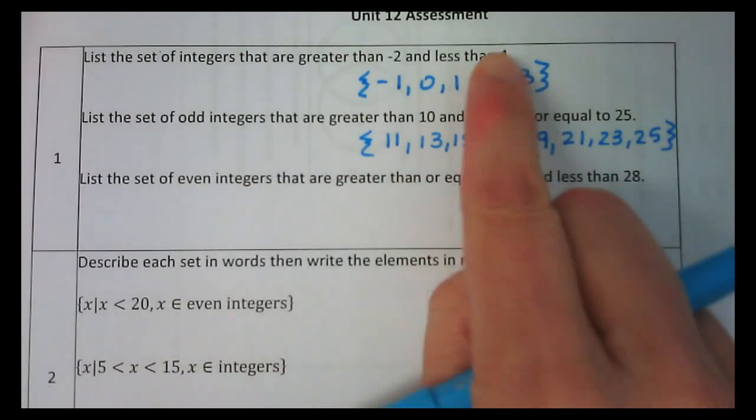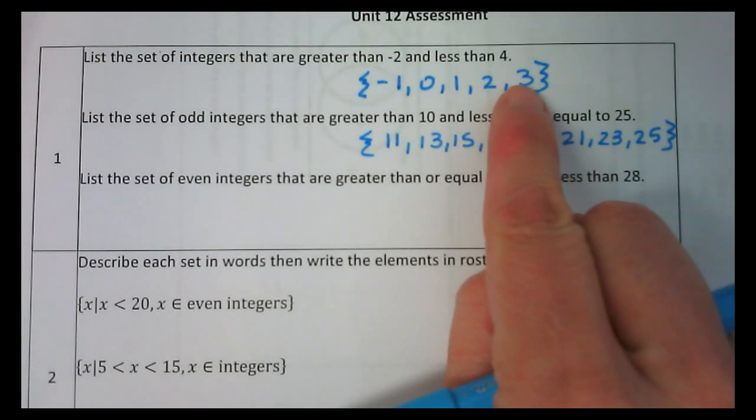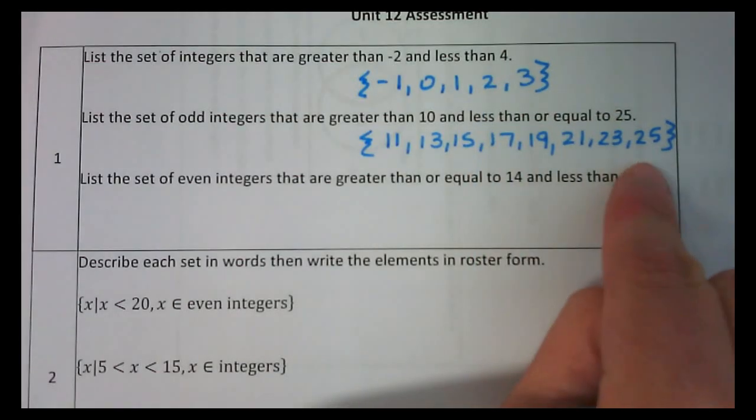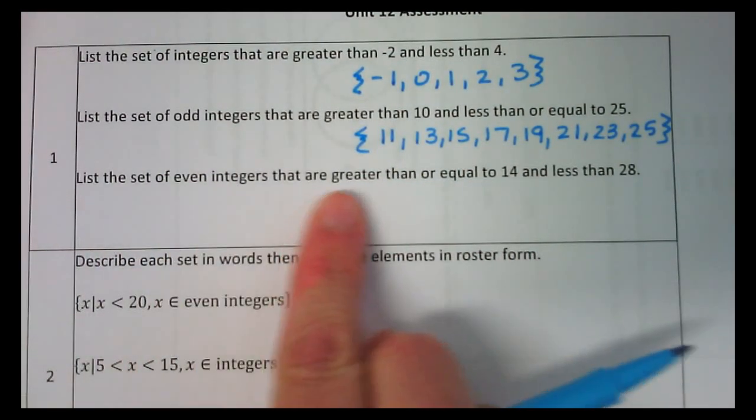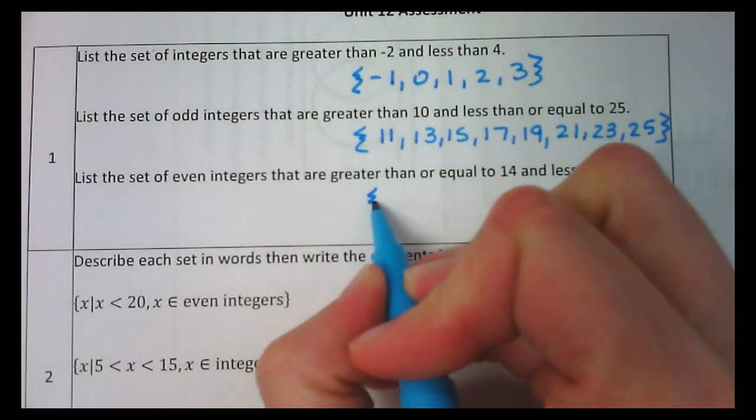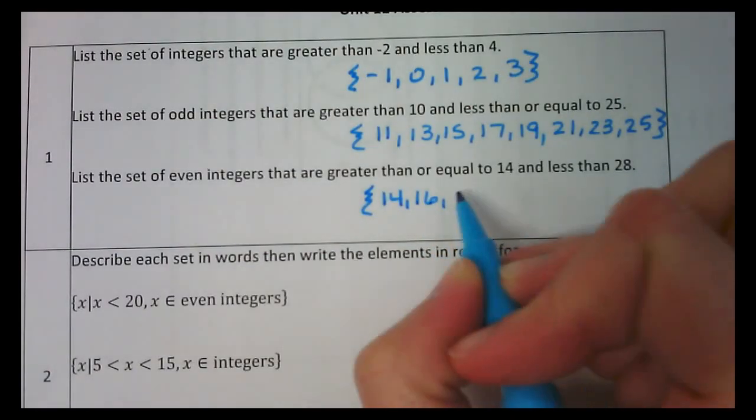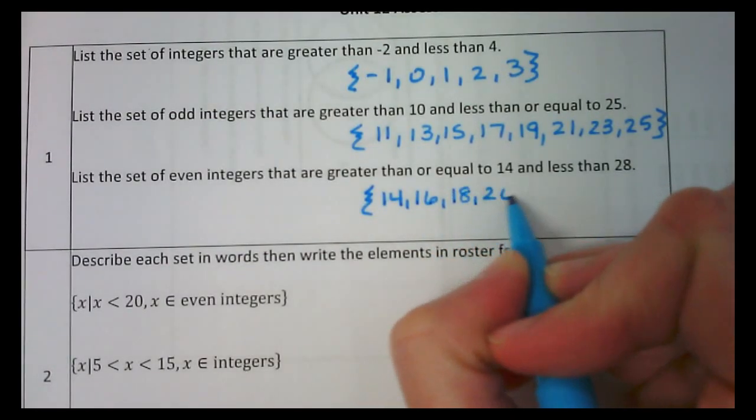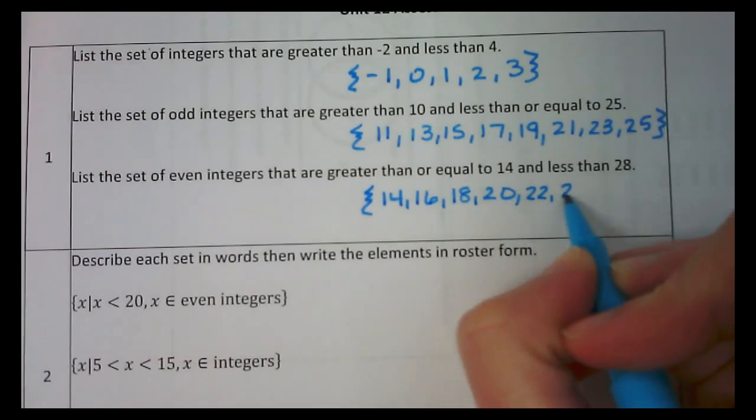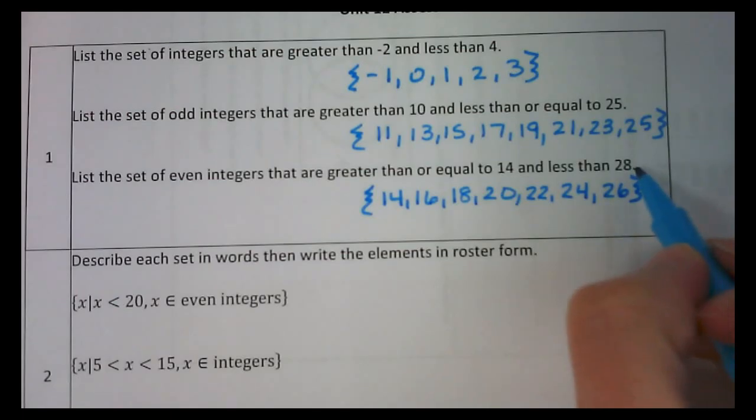The difference between this one and this one is that this said less than 4. I don't include the 4 because it doesn't say or equal to. Even integers that are greater than or equal to 14, so that means I can start at 14, and less than 28. So I cannot include 28 because it doesn't say or equal to 28.